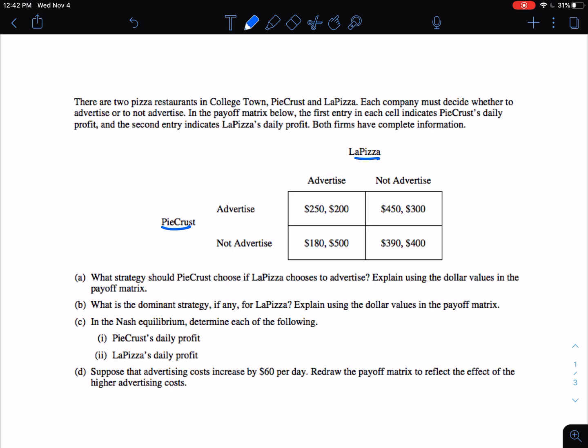So specifically what I do when I attack these problems is I just solve the payoff matrix. You don't specifically have to, but I always do. I think it's just a good way to get familiar with everything.